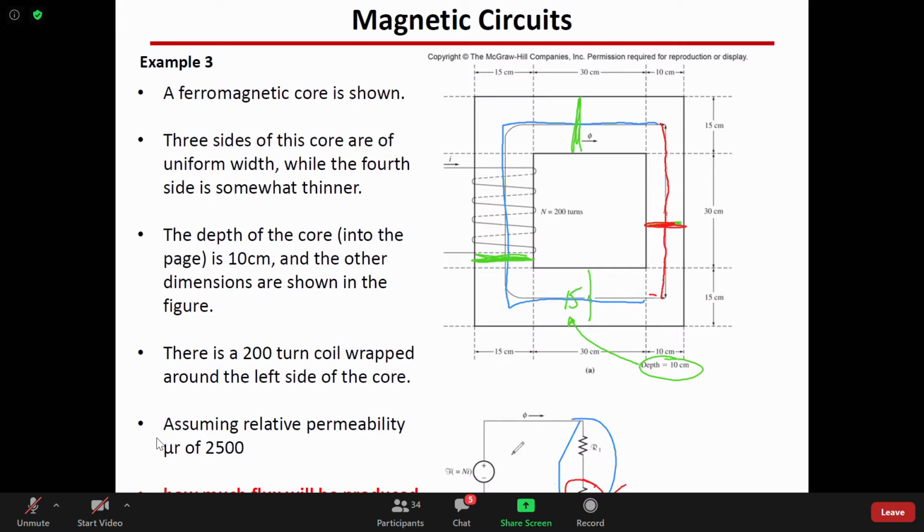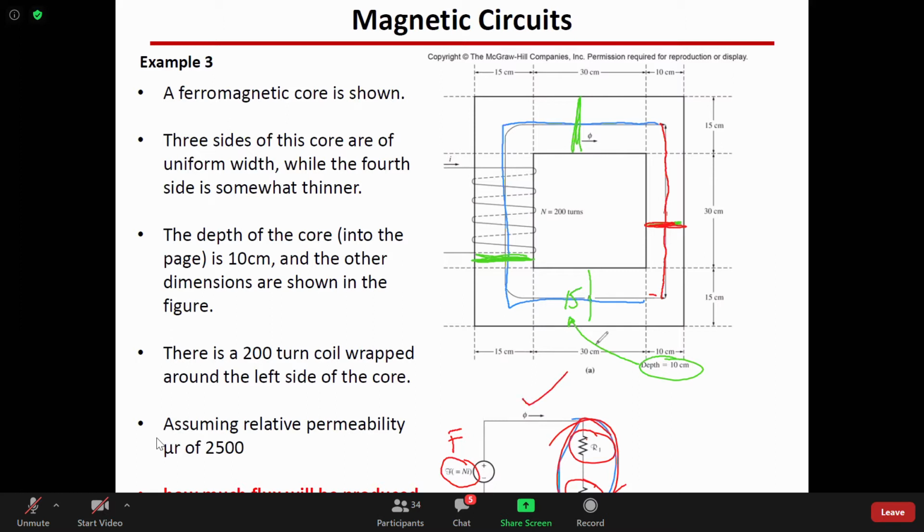Once we do this, finding the flux will be easy because we can find first the F. If we already have the number of turns, we have the current. We already now have R1 and R2. So we divide this F by the combination of R1 and R2, we can get the flux.